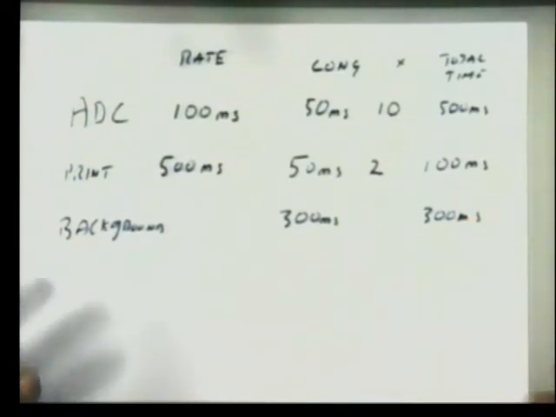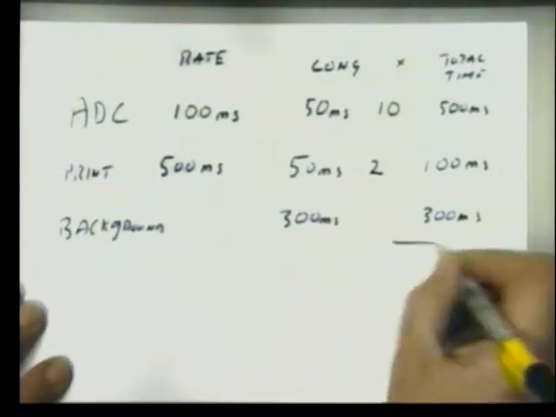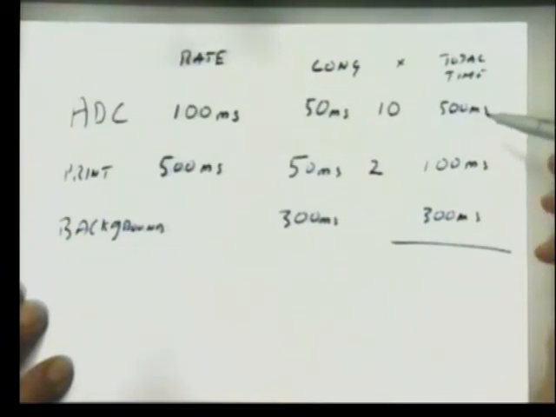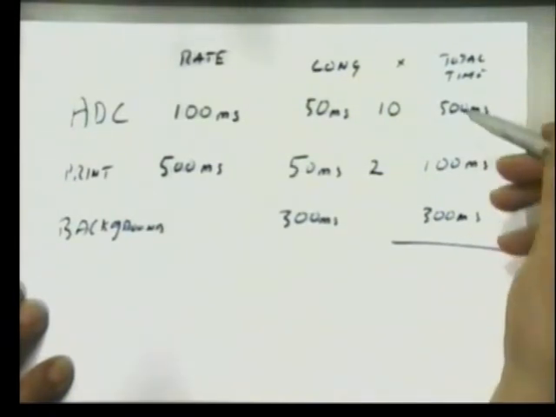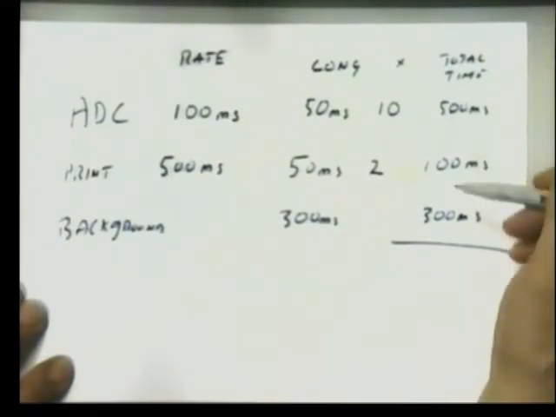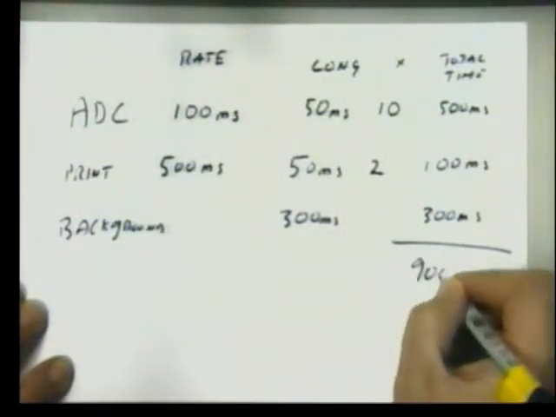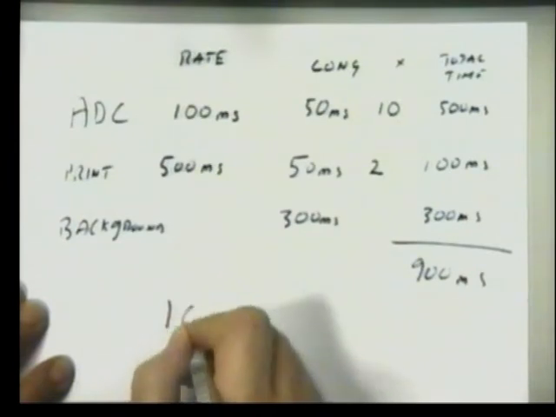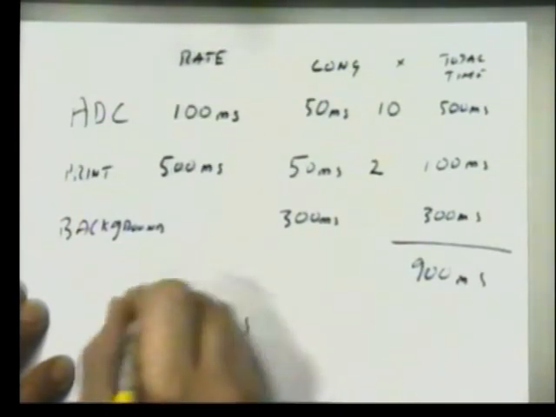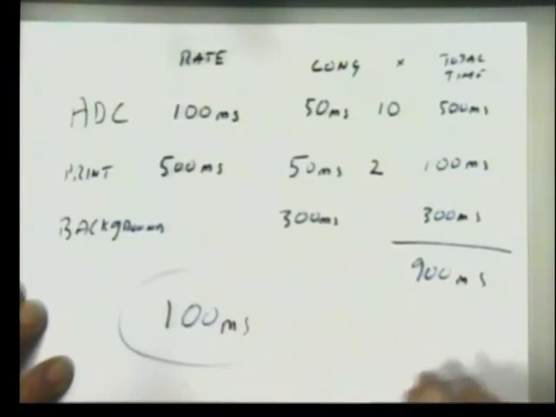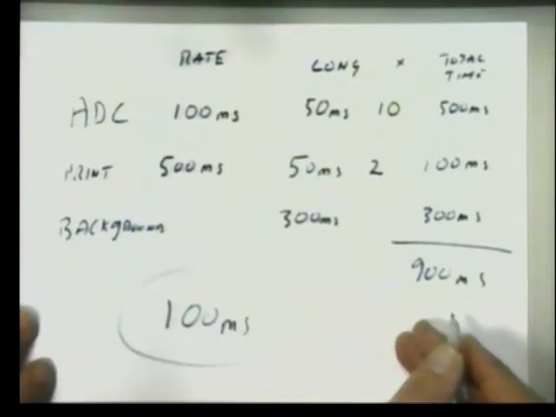So the question is, how much time is available to extend the background routine? Well, you have to sum all of these. You have to assume all the interrupts occur, plus you add in the total amount of time for the background, and that tells you how much time is left. So 500, 600, 700, 800, 900 milliseconds per second. So the total amount of processing time left available for you to do something else in the background is 100 milliseconds.